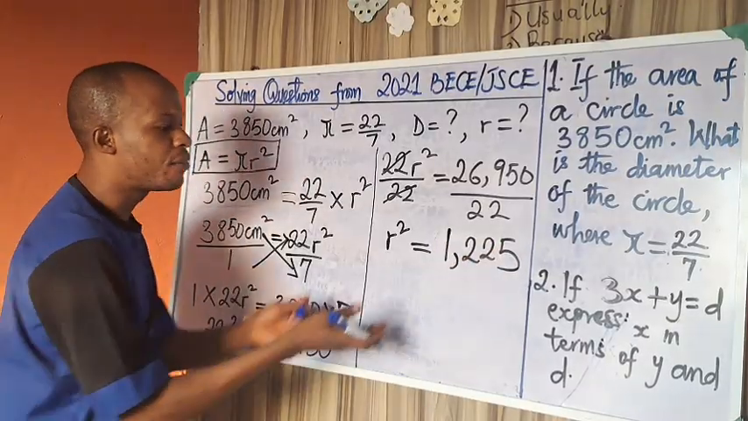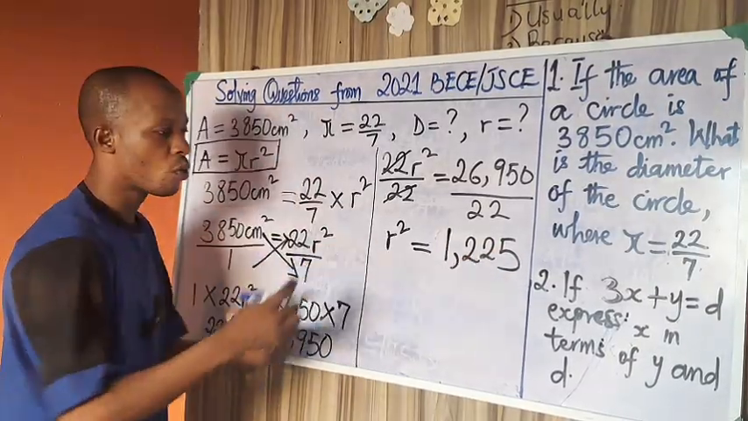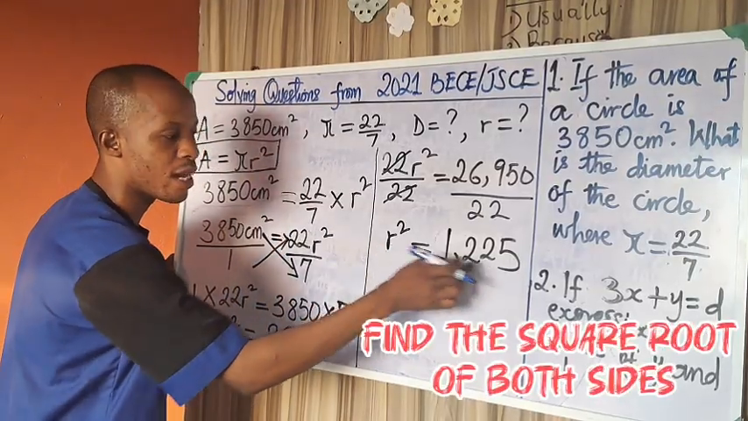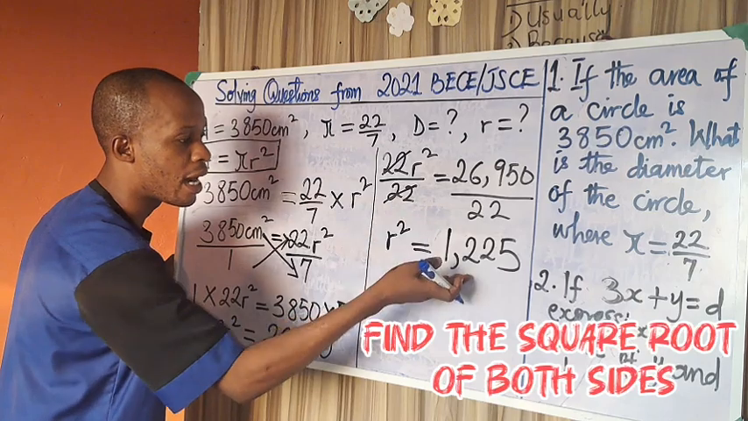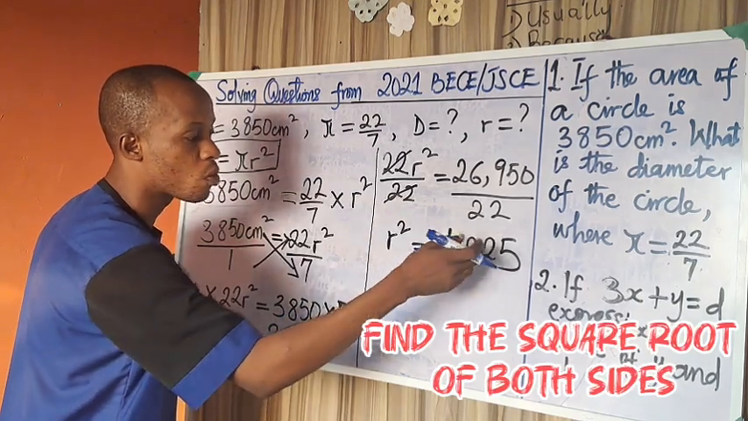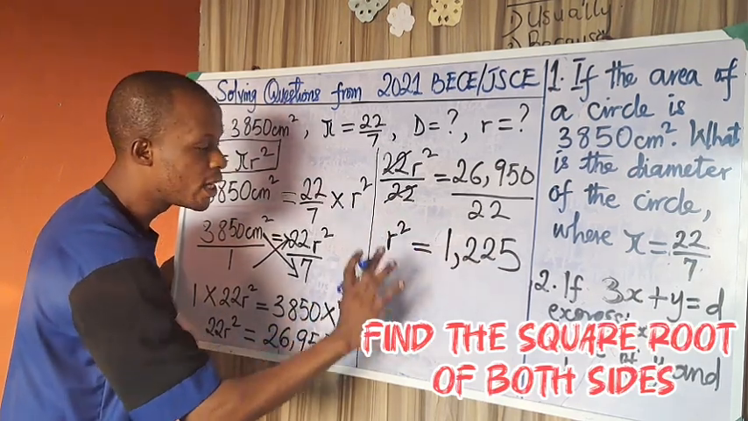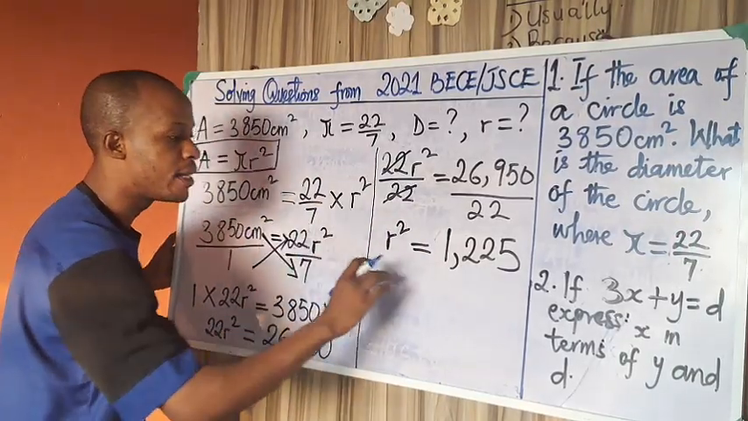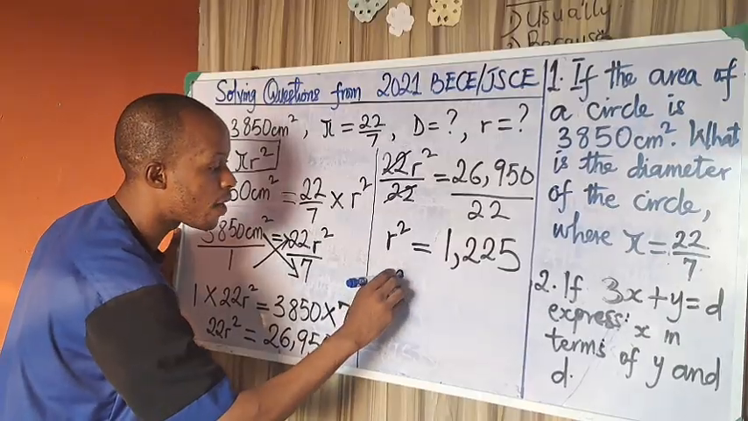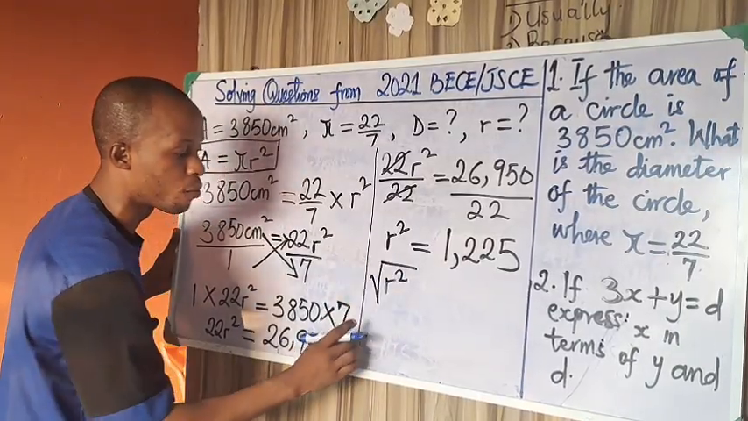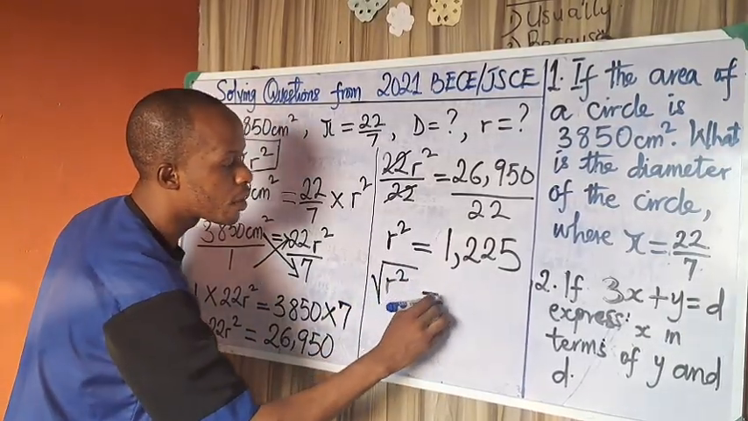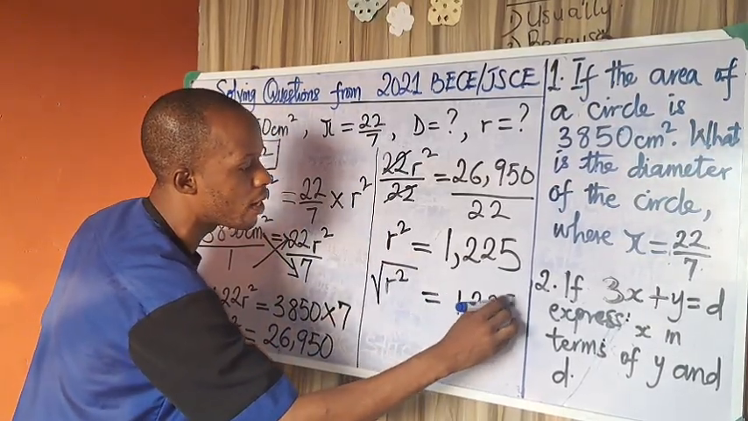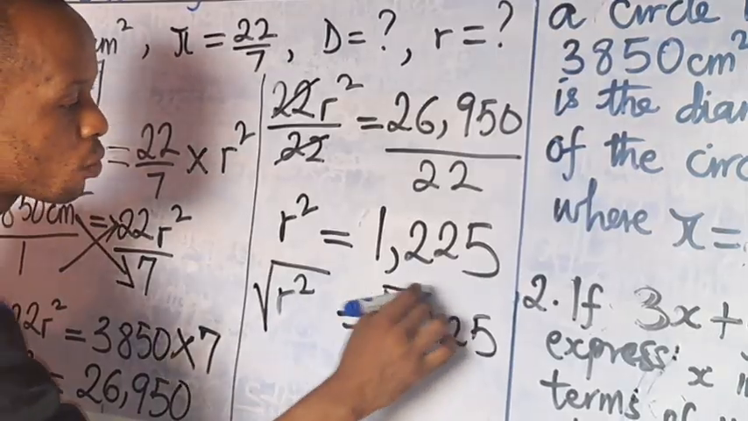Okay, we have 1,225. If I have this kind of equation, what am I expected to do? I will simply find the square root of both sides. I have r squared here and I have a value of 1,225 here. How do I find the square root of both sides? I will write the value here down and then put a square root sign on it. On this side also, I write the value 1,225 down, then I put a square root sign on it.